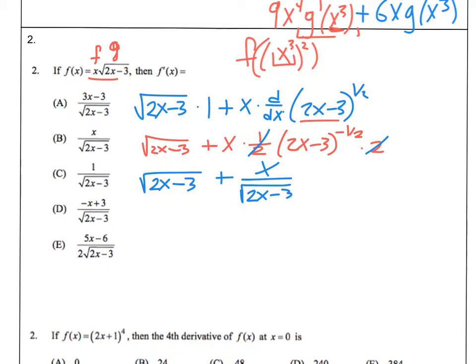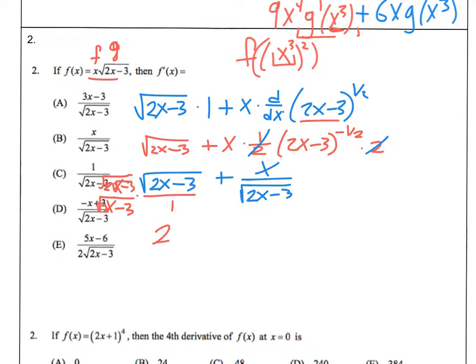And that doesn't look like anything that we have here. Let's find some common denominators. This is over 1. I'd like it to be over the square root of 2x minus 3. So let's multiply this by the square root of 2x minus 3.